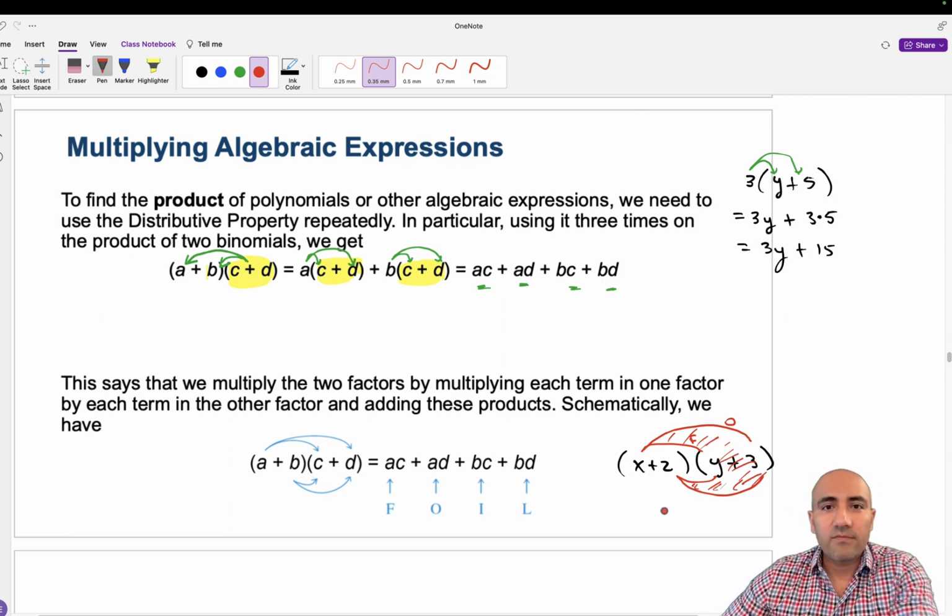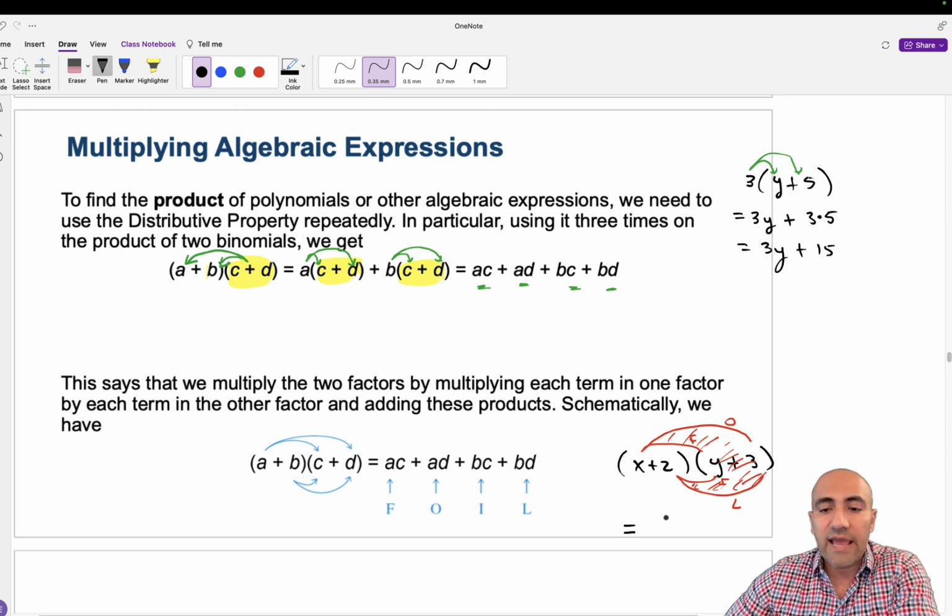So, like a lobster, the red claw method. First, outer, inner, and last. So this would give us a way. So the FOIL is just a way of memorizing the order in which you have to multiply things.